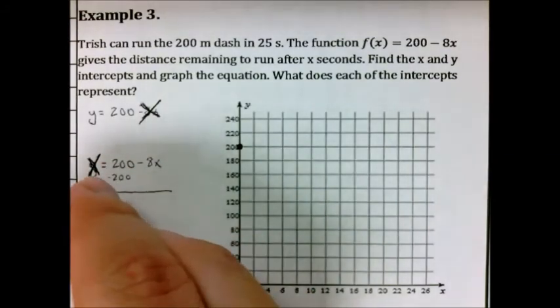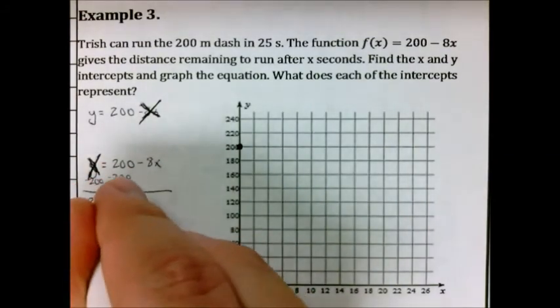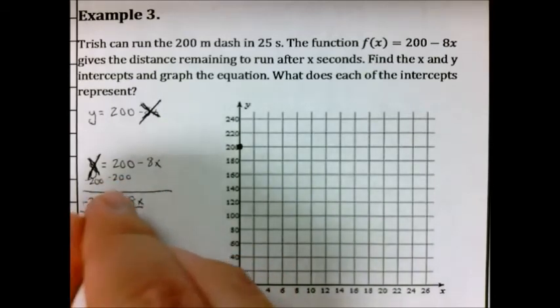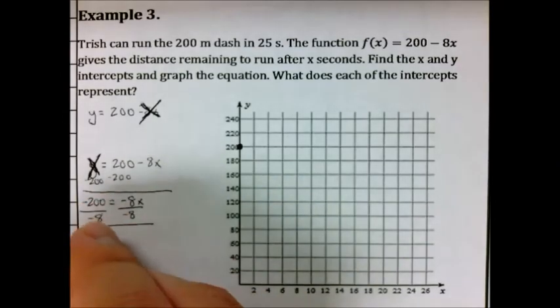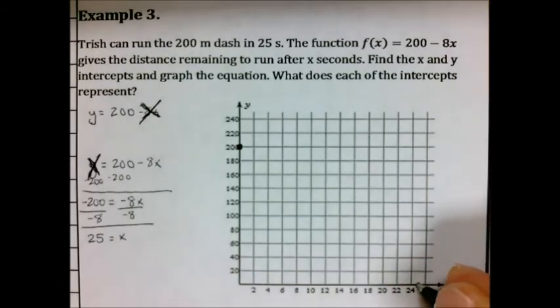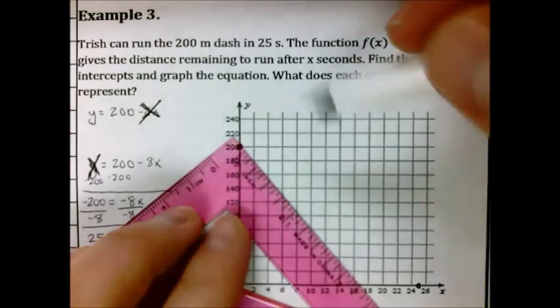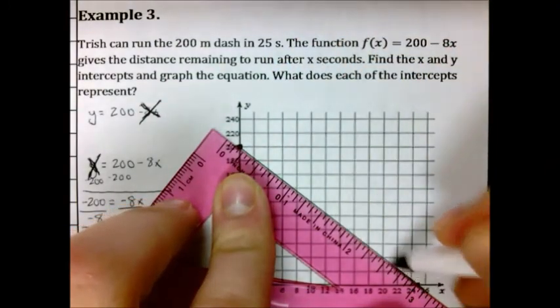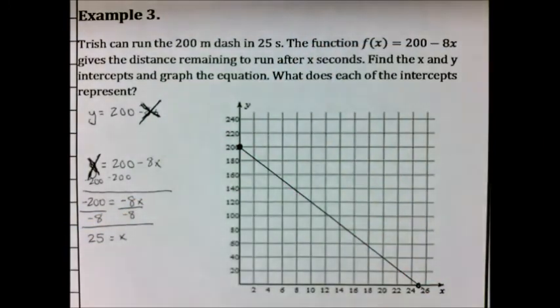That gives us a negative 200 on the left side is equal to a negative 8x. And then we divide by negative 8 on both sides, and we get 25. Negative 200 divided by negative 8 is 25 is equal to x. And that's the x-intercept there, so we have to go ahead and put that into the x-intercept where it crosses the x-axis. Put a dot there. And we're supposed to graph the line here, so we're going to connect those dots. Just like this. Alright, and we built our graph.